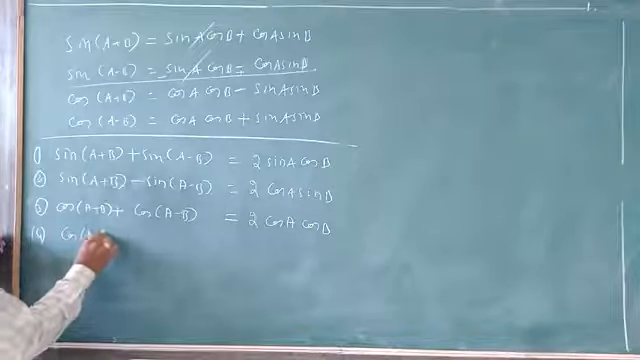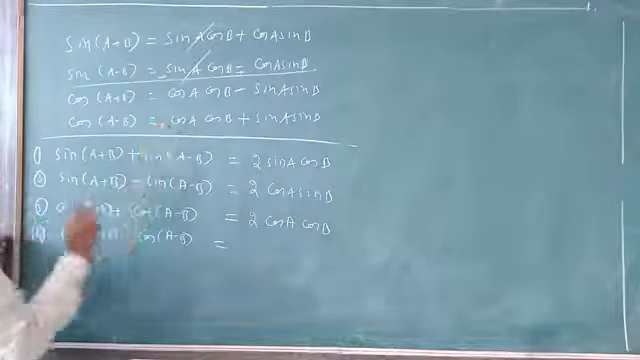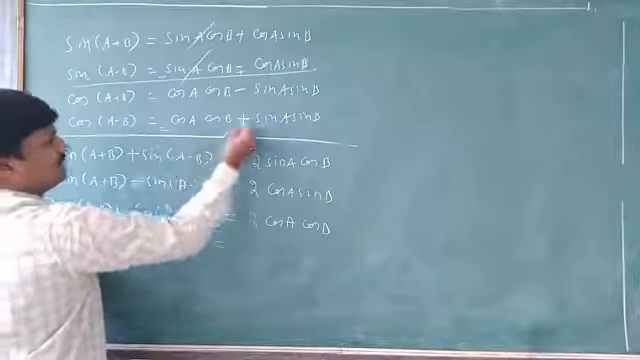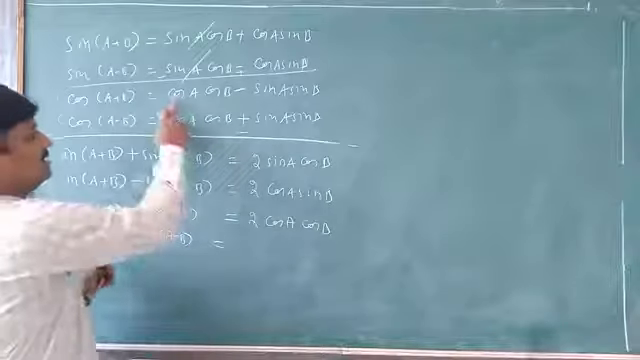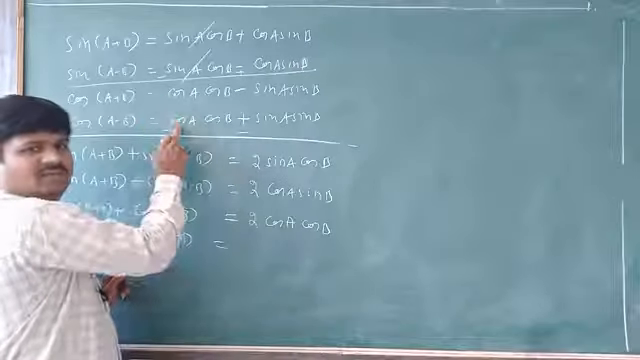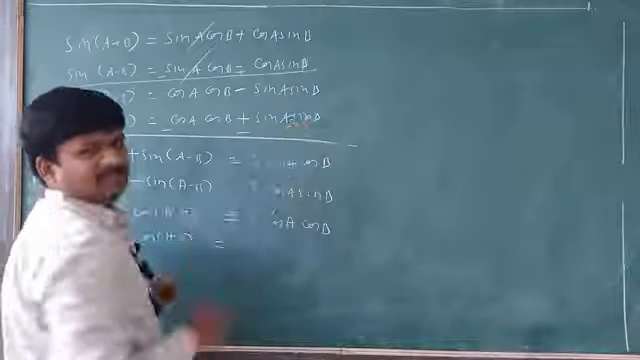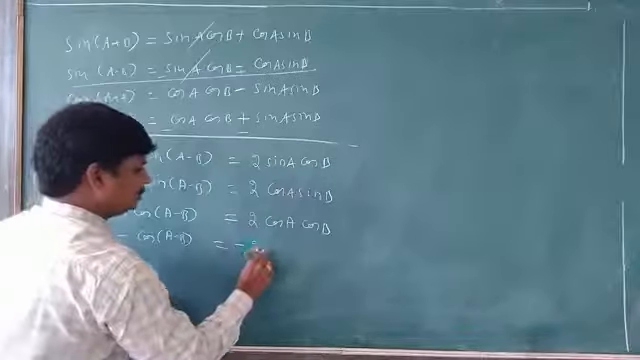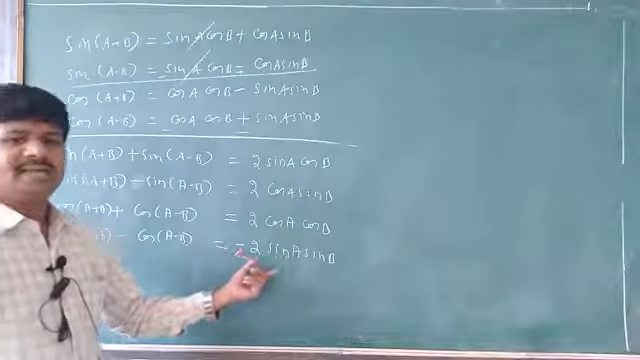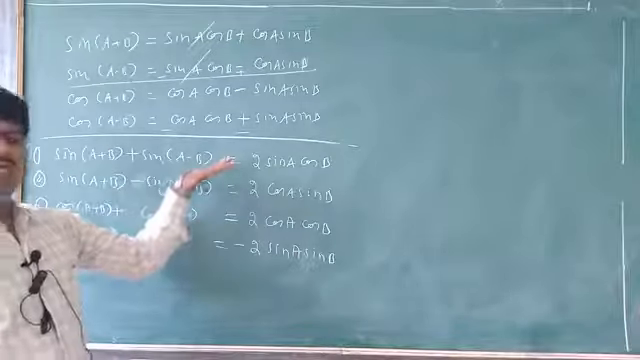Next, fourth one. Cos of a plus b minus cos of a minus b. Subtract these two. Subtracting means cos a cos b minus cos a cos b, both will be getting cancelled. It is positive, it is negative. Then it is minus sin a sin b, minus sin a sin b, so minus 2 sin a sin b. Understand? Yes.